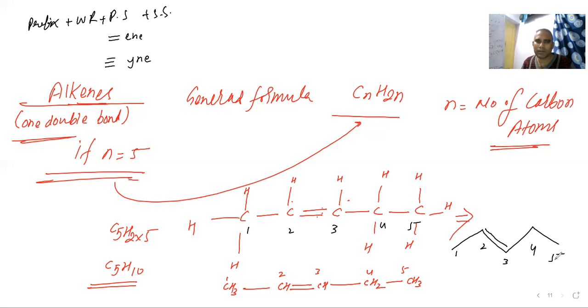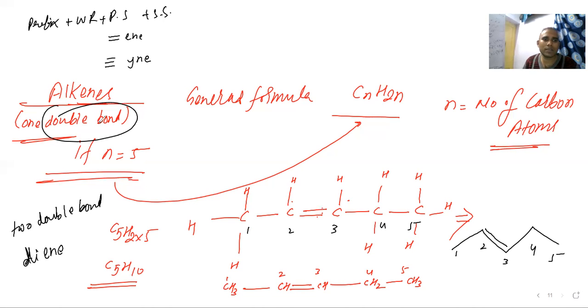But sir, the rest are all single bonds only, na sir? Yes, only one double bond is there. So for one double bond only -ene is there. If two double bonds are there, it will be -diene. Two double bonds means diene.